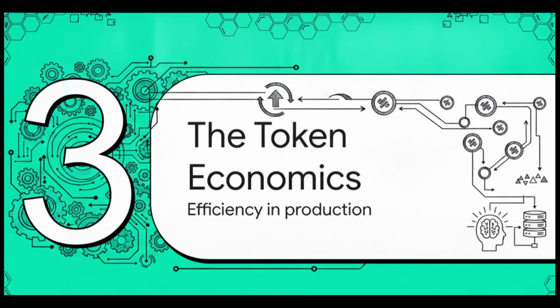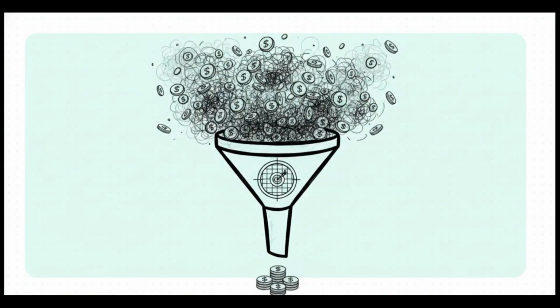Which brings us to section 3, the token economics, because efficiency is what takes this from a fun little experiment to a real production-ready tool. By leveraging Scrapling's targeted CSS and XPath selectors, you filter out all that script and style noise before it ever reaches the model.